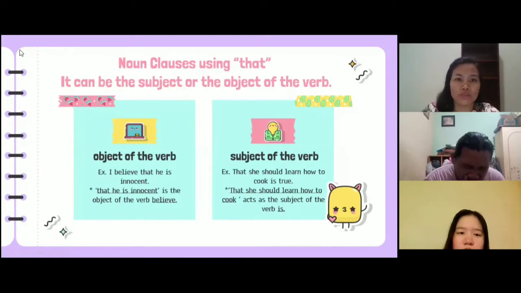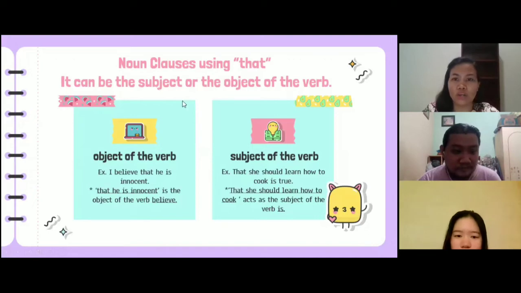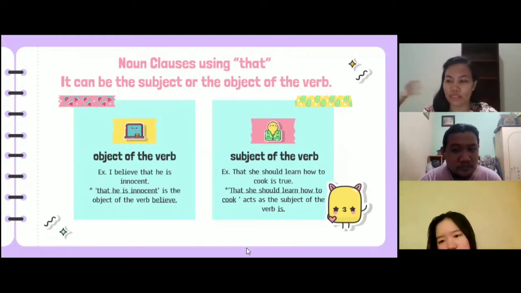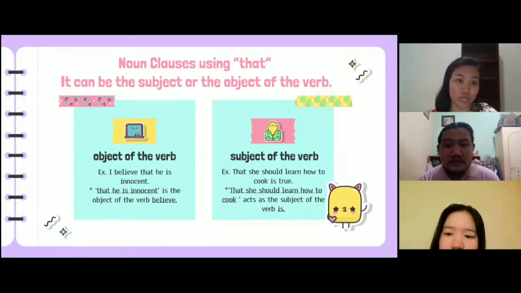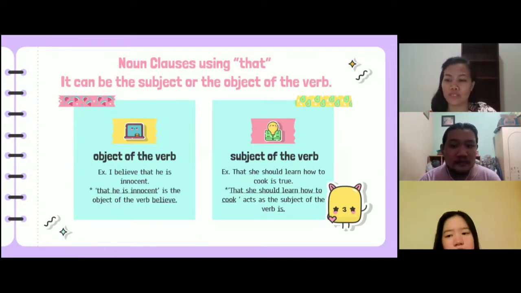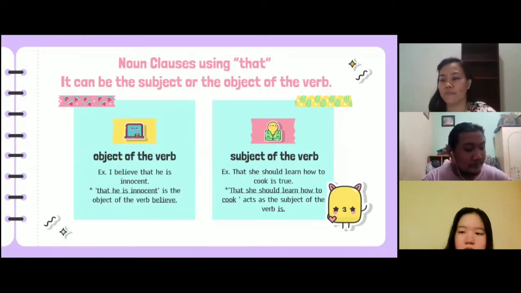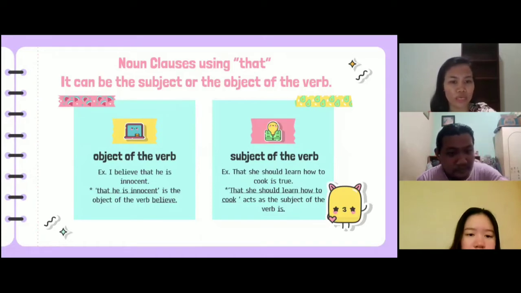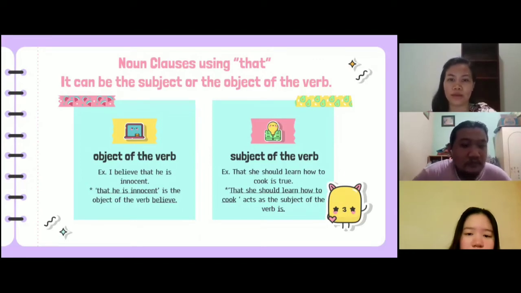So noun clauses using that can be the subject or the object of the verb. The object of the verb, as I've said in the previous lessons, is the person or thing that is affected by the action of the verb. So it's a basic principle, right? And the subject is who or what the sentence is about. So, I believe that he is innocent. So that he is innocent is the object of the verb believe.